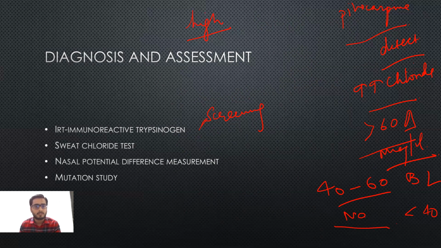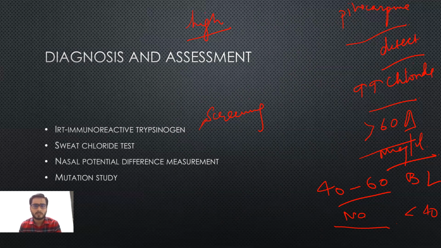So this sweat chloride test has to be done twice on two different occasions, and a reading of more than 60 is diagnostic. If it is coming out to be borderline, we can repeat. Next, if the sweat chloride levels are borderline, we can do nasal potential difference measurement, which is done with the help of a substance known as amiloride, and an increased nasal potential difference is also diagnostic of cystic fibrosis.